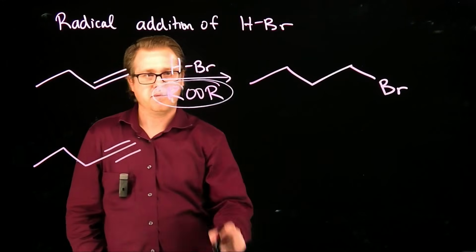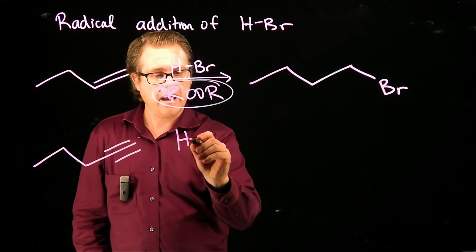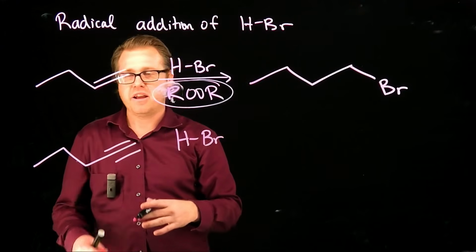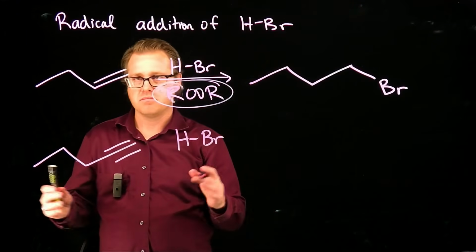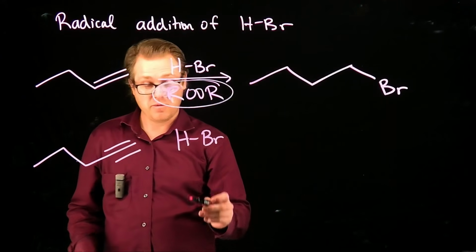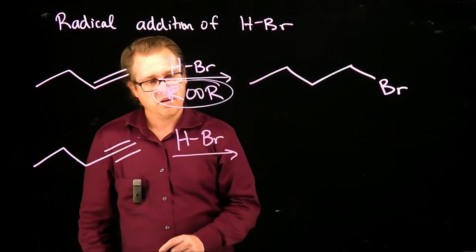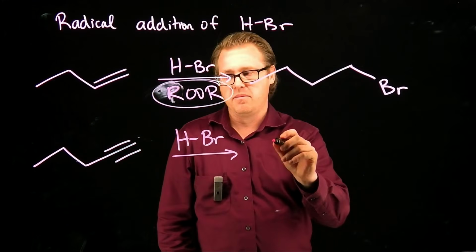So we can extend this idea to alkynes as well. So if we treat it with only HBr, we can't use hydroiodic acid or hydrochloric acid, for reasons which we will talk about later. But what we're going to get is a mixture.